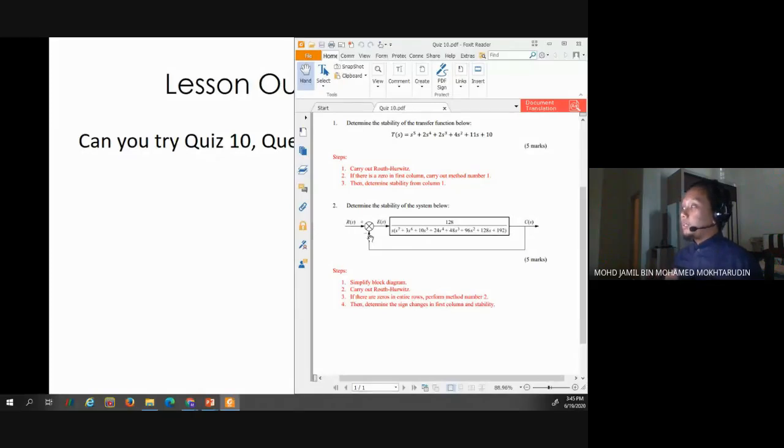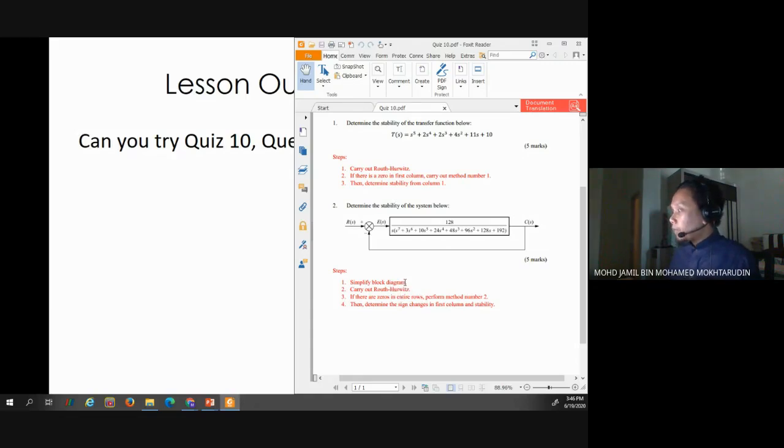And yesterday you learned about finding the suitable range of K for system stability. Sometimes the question asks you to find the range, or sometimes the question doesn't give you any value of K, but asks you to determine the stability of the system only. So there is a lot of variety of questions, and most of the time it requires you to simplify block diagram.